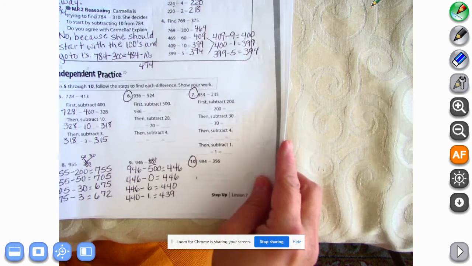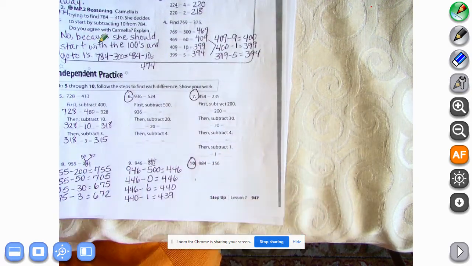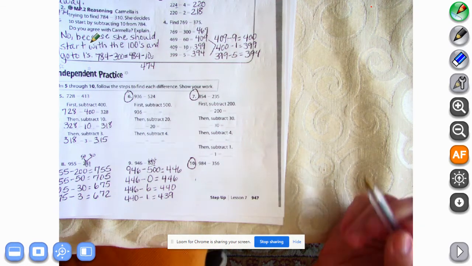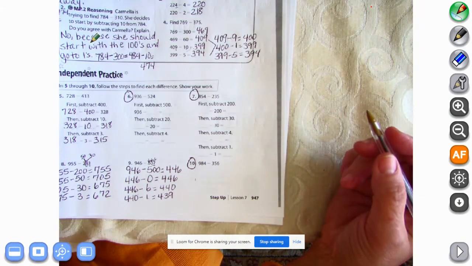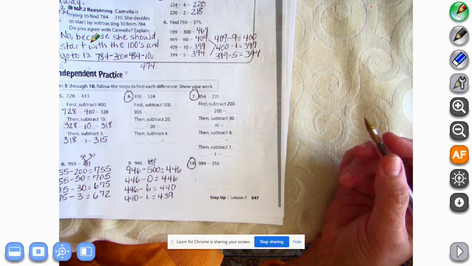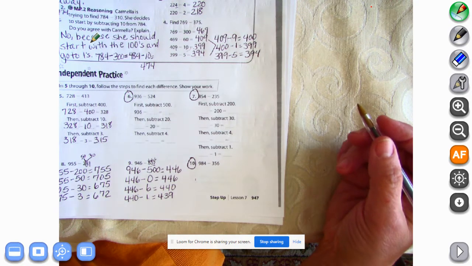And remember, if there's any mistakes, that's okay. Just fix them. That's the most important part. We're always going to have times where we make a mistake. But if we take the time to look at it and fix it, then it's all worth it.